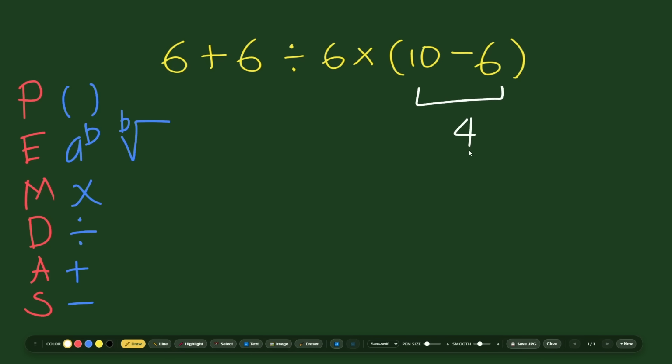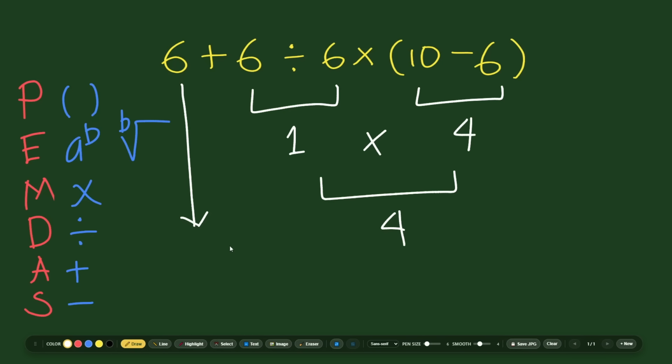10 − 6 is equal to 4. 6 ÷ 6 is equal to 1. 1 × 4 is equal to 4. 6 + 4 is equal to 10. So the correct answer is 10.